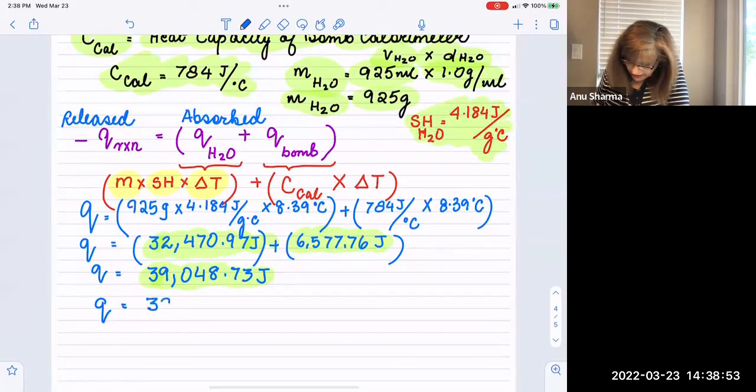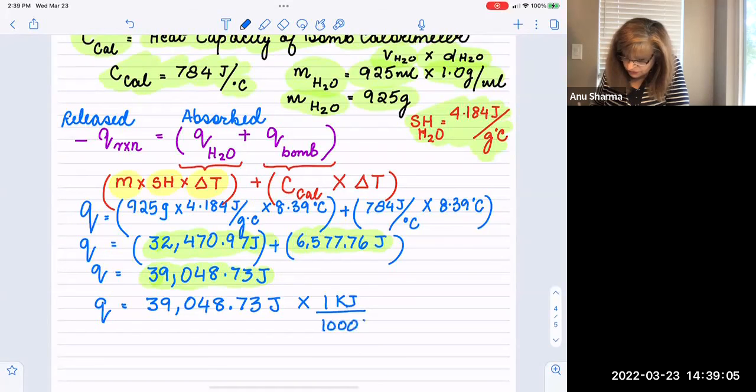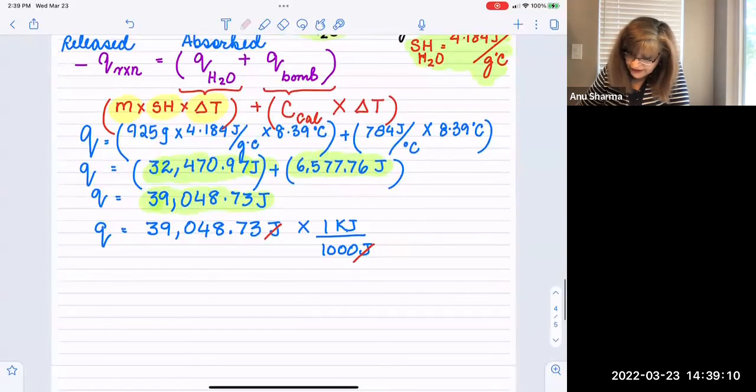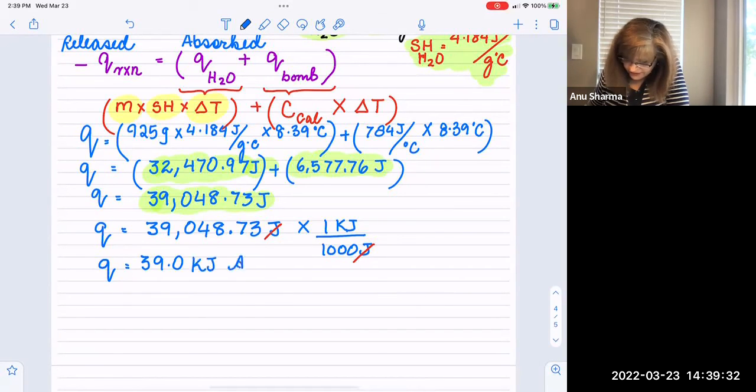So we will take 39,048.73 joules times 1 kilojoule over 1,000 joules. So here, this cancels out the joules and you are left with 39,048.73. Divide that by 1,000 and you get 39. The value of Q comes out to be 39.0 kilojoules. So just take one place after the decimal. And that is the answer.